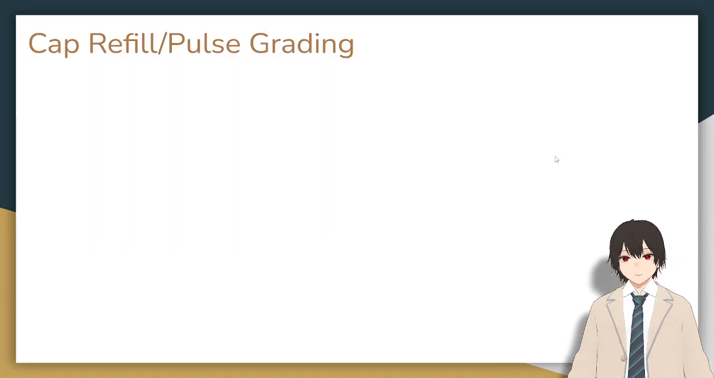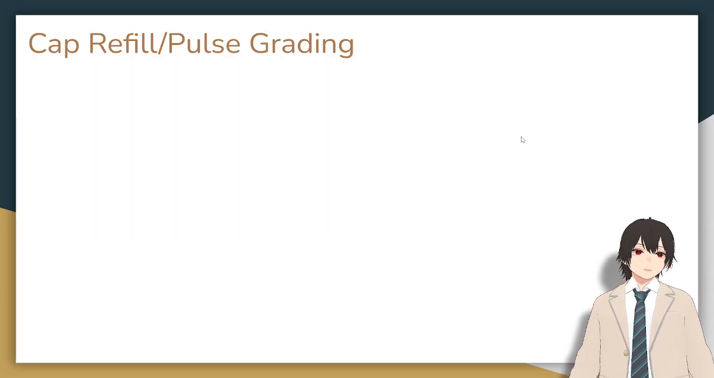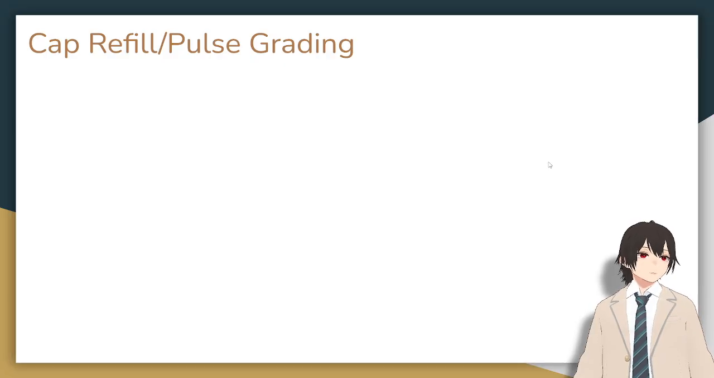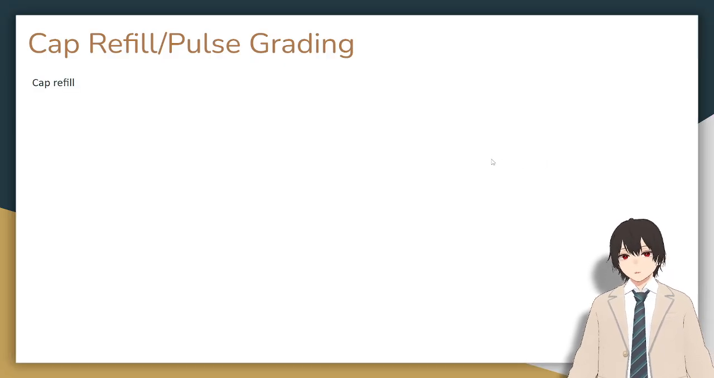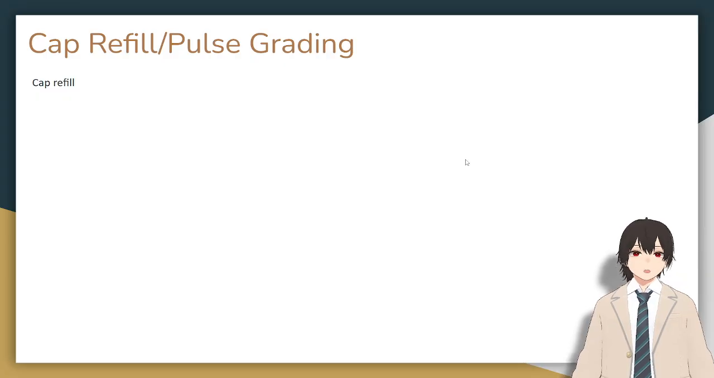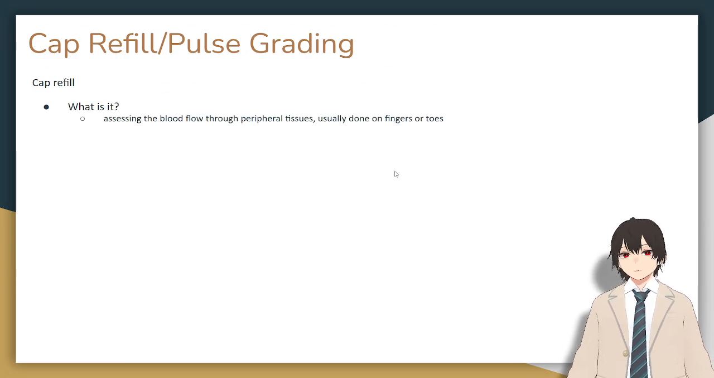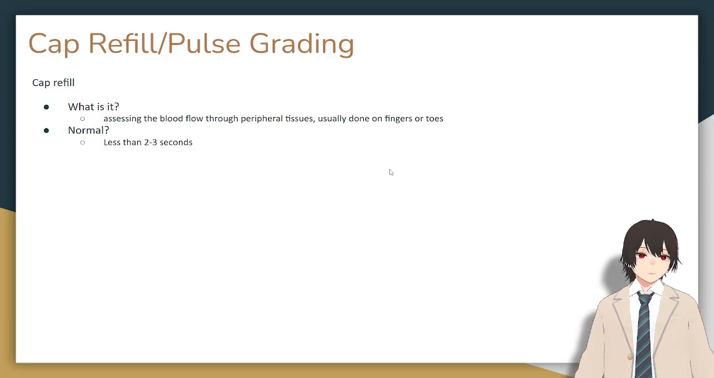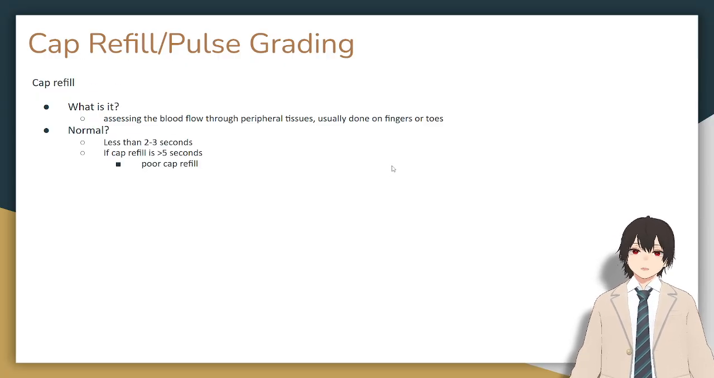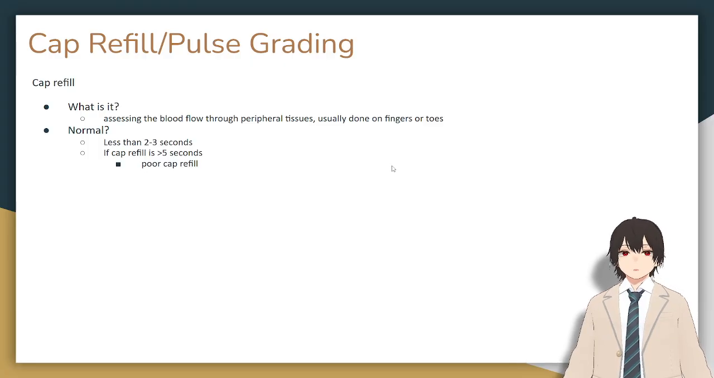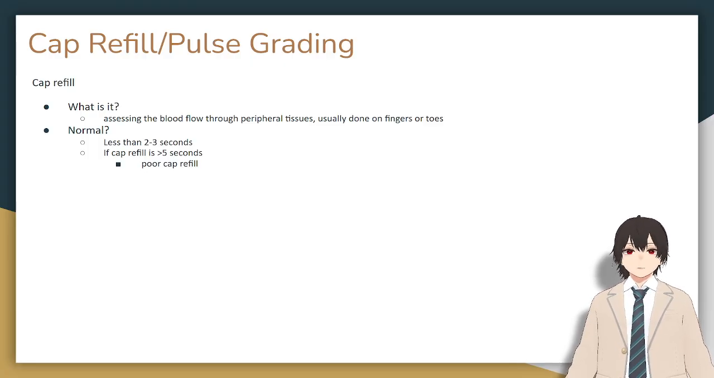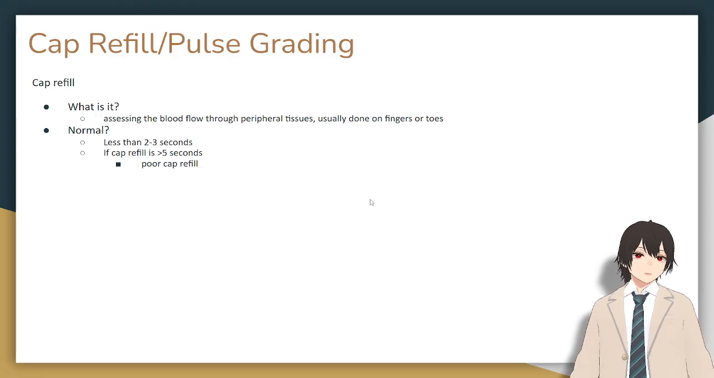Okay, capillary refill and the pulse grading. In a similar fashion to edema, it's also on a scale, and capillary refill is assessing how well the blood flow is traveling through the extremities of the body. So you usually do it on the fingers or the toes, okay? So what is normal, right? Anything less than 2 to 3 seconds. And if it is greater than 5 seconds, that's usually indicative of poor capillary refill, which makes you think, oh, this person has poor perfusion to the extremities, which may lead to decreased sensation, poor wound healing in the extremities, things like that.